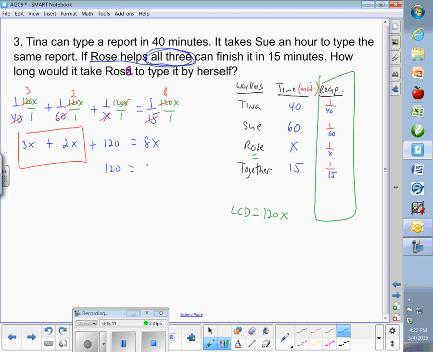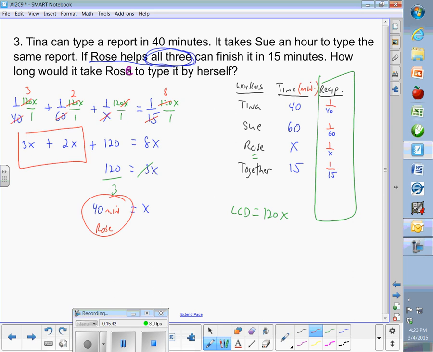So now we're at 120 equals 3x. And how do we move that 3? We'll divide both sides by the 3. And we end up with x equals 40. And what are our units? Minutes. And how long does it take Rose to type it? Hey, Rose does it in 40 minutes just like Tina did it in 40 minutes. And Sue, it takes an hour.